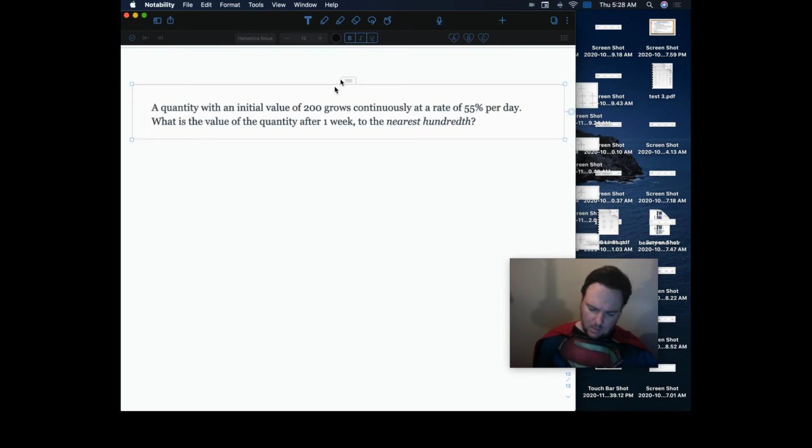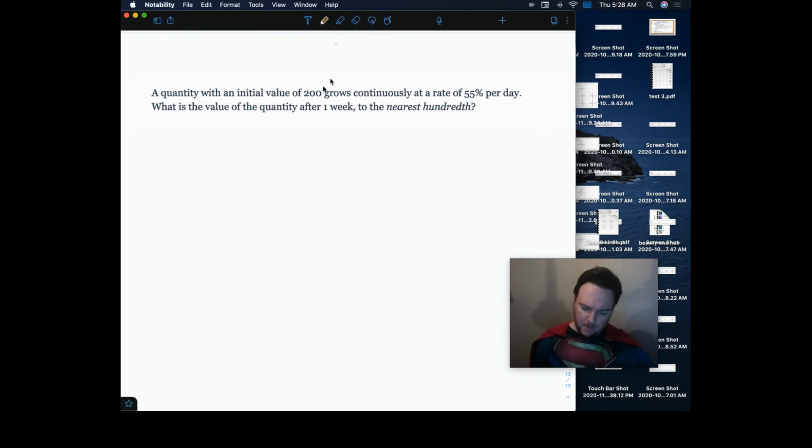Okay. So we got a quantity with an initial value of 200 grows continuously at a rate of 55% per day. What is the value of the quantity after 1 week to the nearest? Okay, so because it's saying continuous, we know the formula is going to be P e to the RT, right? Like y equals P e to the RT.